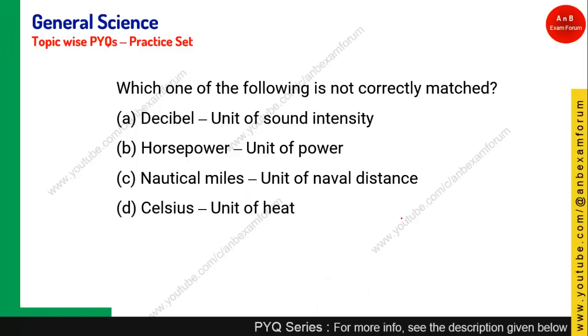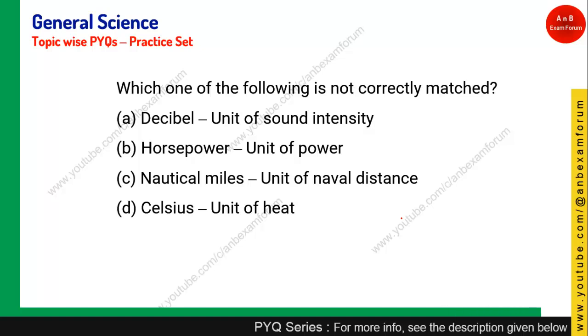Let's see the next question. Which one of the following is not correctly matched? The unit is given and the name of the unit is also given, so you need to correlate them. First one is decibel. Yes, we know that decibel is a unit of sound, so this is correct. Horsepower is a unit of power. Yes, horsepower is a unit of power. Nautical mile, yes, it is again the unit of naval distance. It is correct.